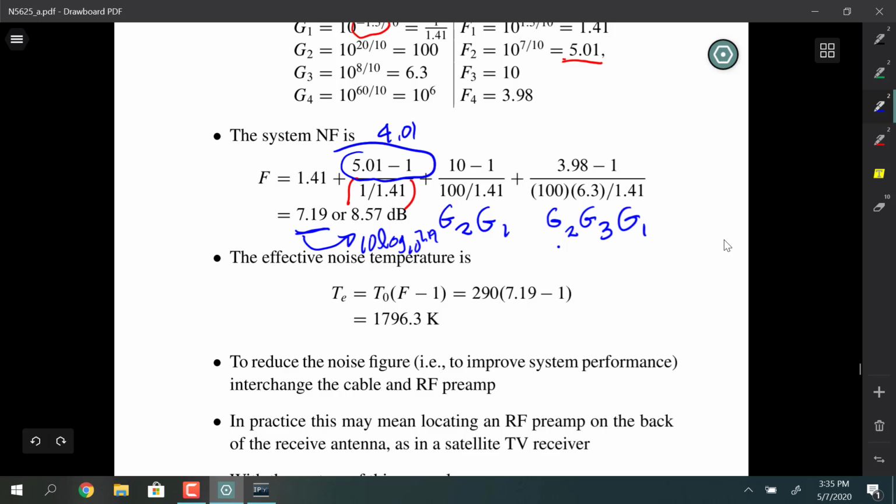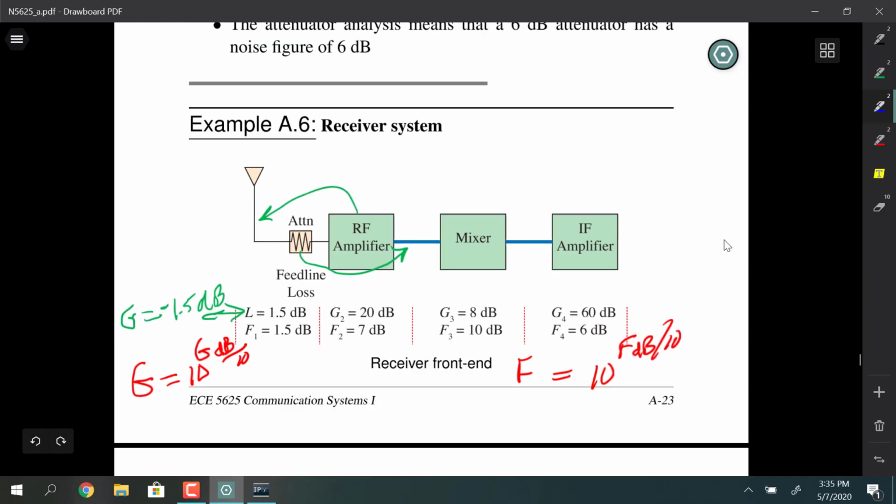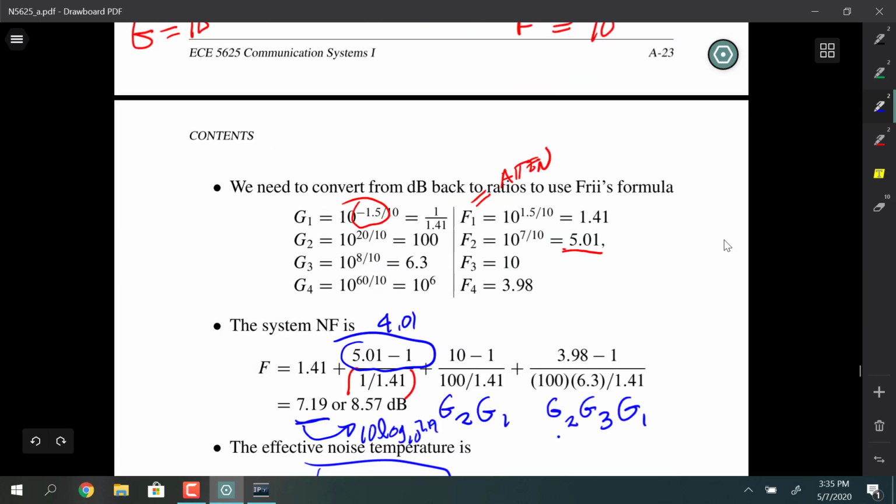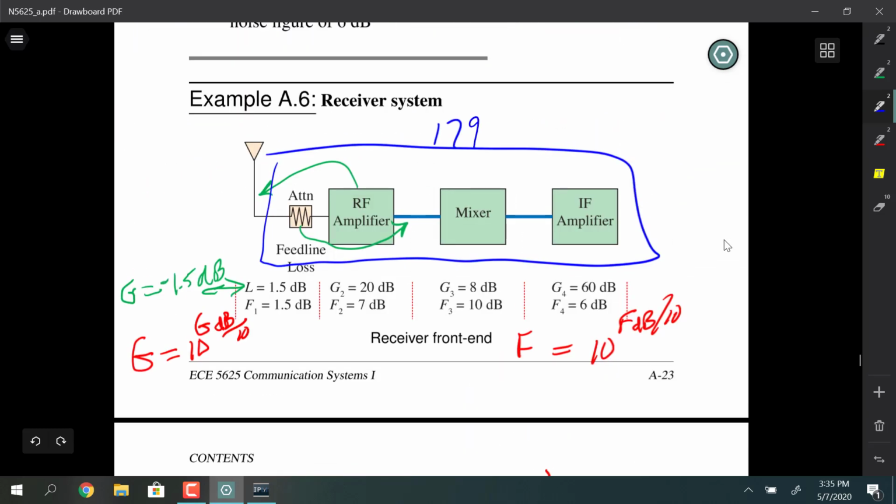So then we can go on to get the noise temperature, effective noise temperature, by just doing the conversion that I was talking about, which is this guy right here. Use room temperature T0 unless told otherwise, and then you get 1796.3 degrees Kelvin is the effective noise temperature of the receiver cascade. So that is all of this stuff in here is effectively at that level of noisiness, 1796.